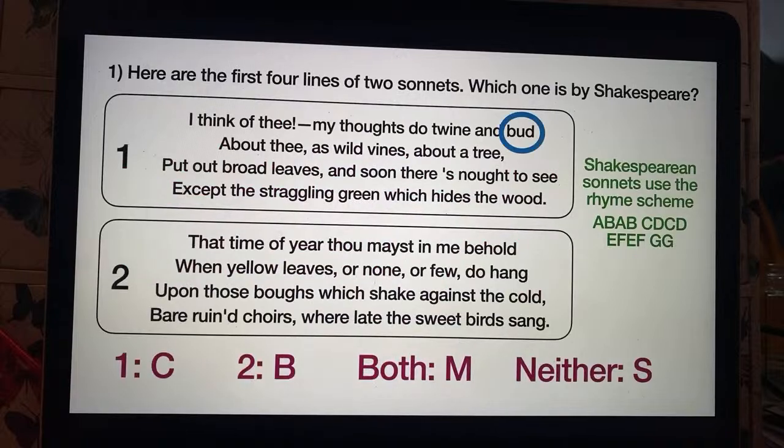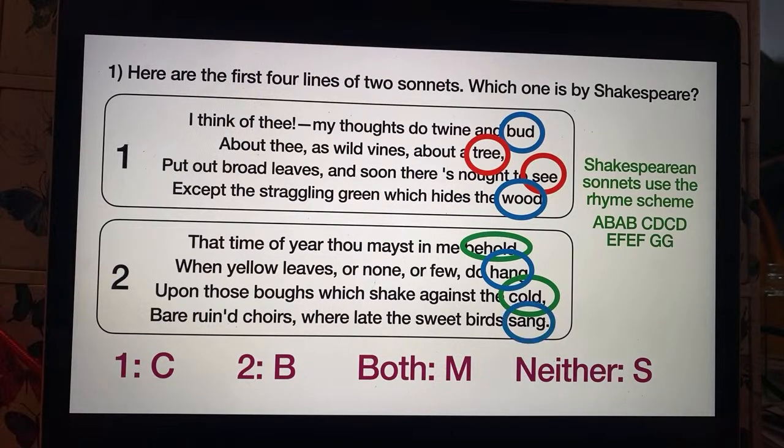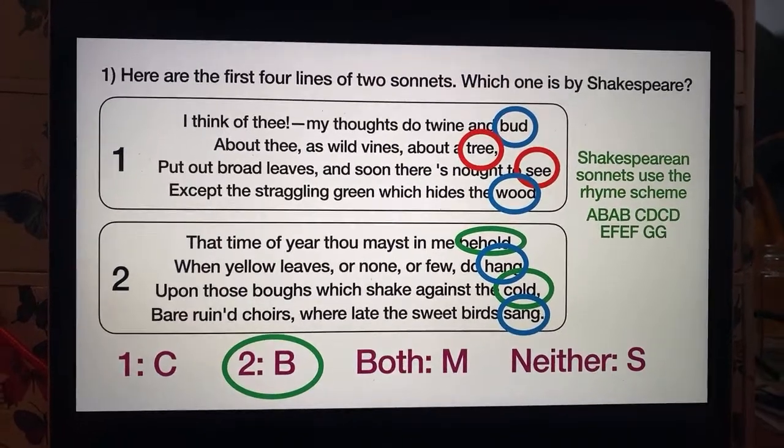So let's look at the rhyming structure of these 2 sonnets. This first one, we've got bud, so that must be A. And then we've got tree, they don't rhyme, so we've got rhyme structure A and then B. And then the next one, wood, rhymes with tree. So that's B again. So the rhyming structure of this sonnet is A, B, B, A. So it's not number 1. Number 2, behold and cold rhyme, and hang and sang rhyme. So the answer was number 2, your mystery word starts with a B.